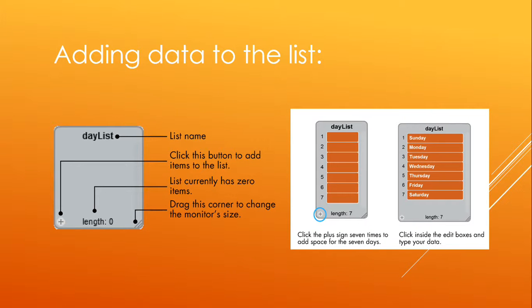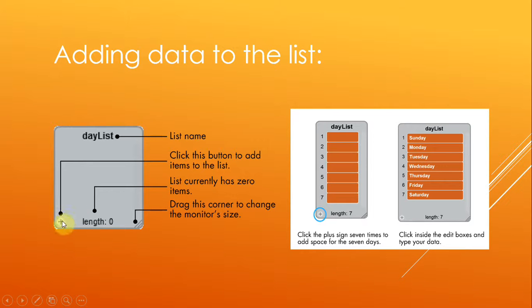Okay, looking at the add function. So adding data to the list. It's basically switch, bring on your monitor and you click on the checkbox. You'll see your day list item will now appear in your stage. You can now use a little plus sign to manually add entries, as you can see on the right hand side here.